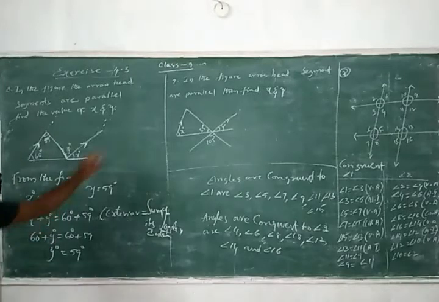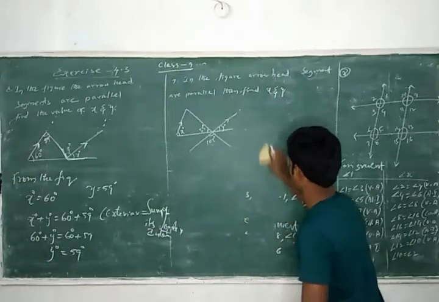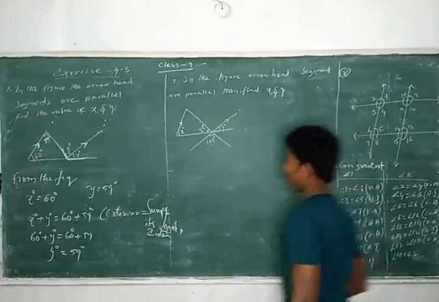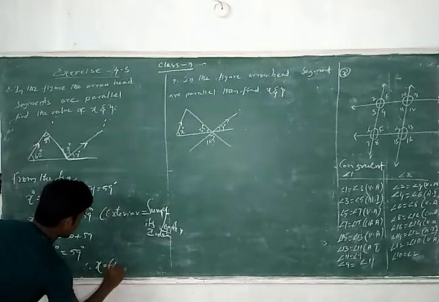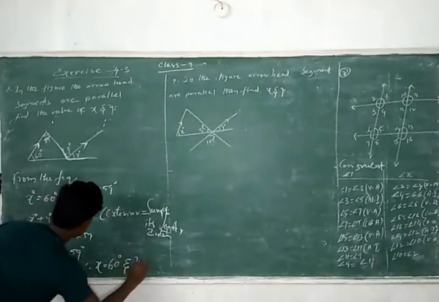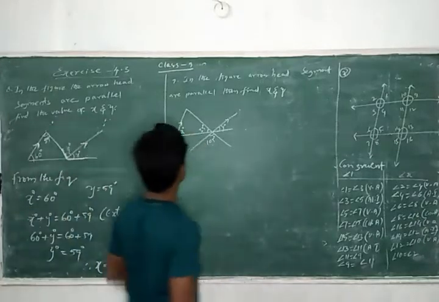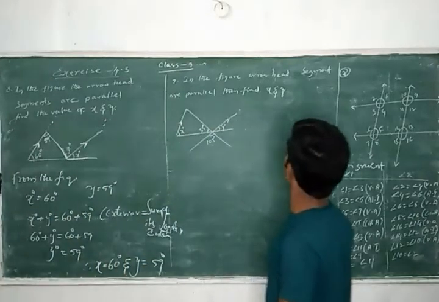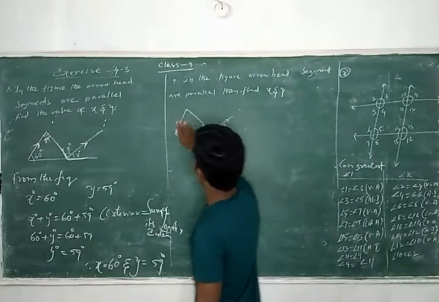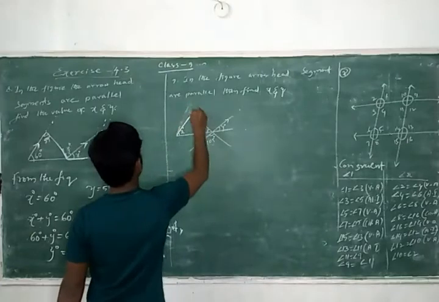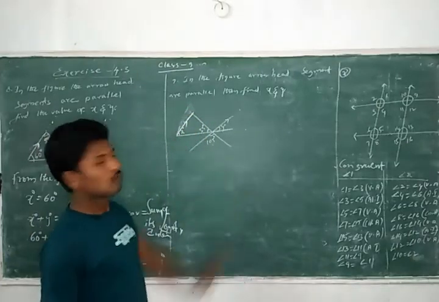Okay, then goes to 9th question. So x value is 60, therefore x is equal to 60 degrees and y is equal to 59 degrees. Now this is the question. In the given figure, arrowhead segments are parallel, then find x and y. So these two are parallel. Parallel means like this. These two are parallel. Then find x and y.